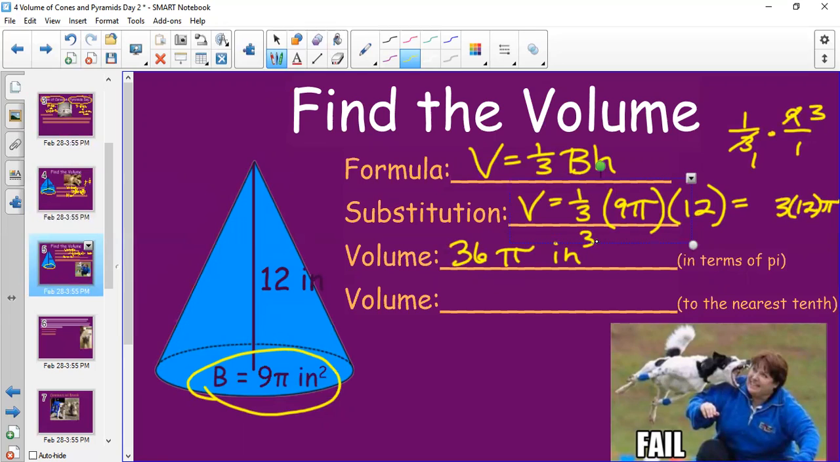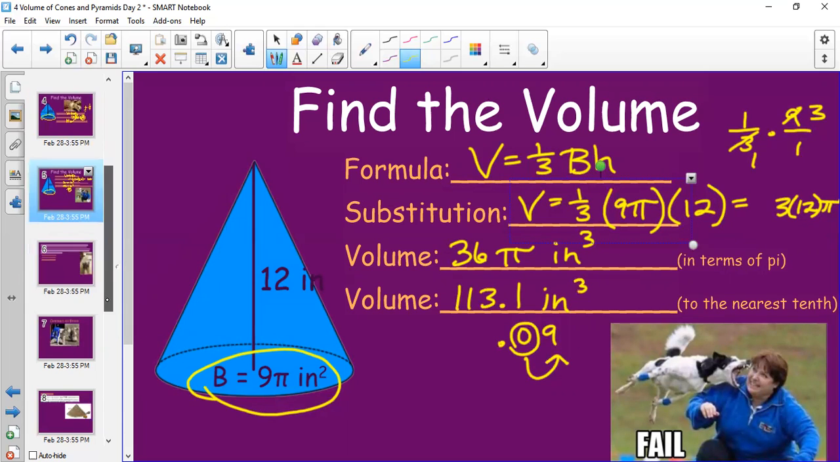And then now I'm going to grab my calculator so I can multiply by pi here. So 36 times pi equals 113.1 if I round it to the nearest tenth, because it was 0.09. So you look at the 0, does it stay a 0, or does it round up to a 1? In this case, it does round up to a 1 since it was 5 or bigger. All right, so now let's try the word problems.